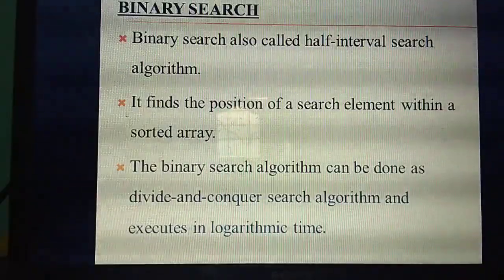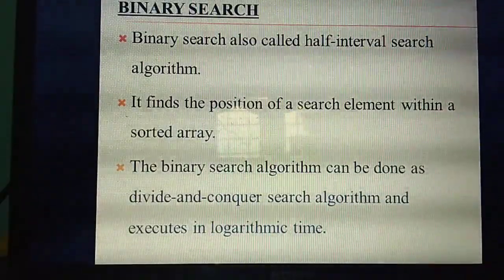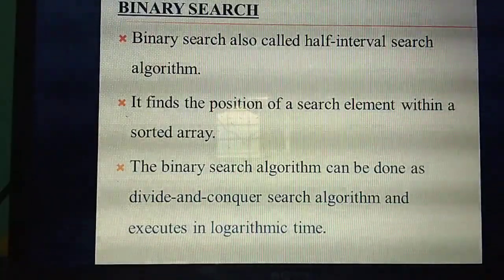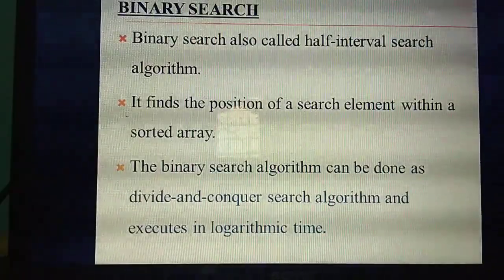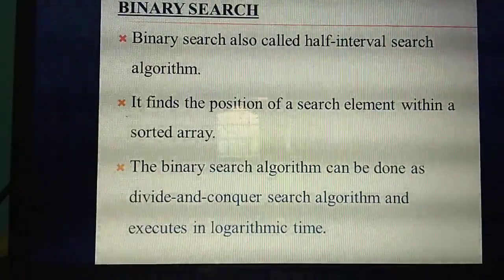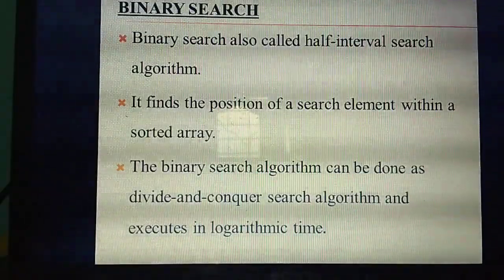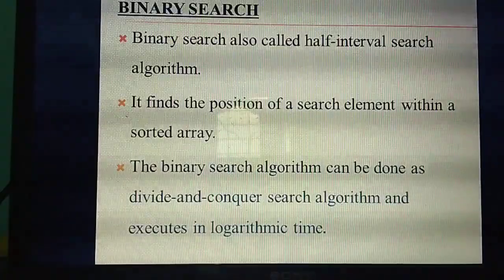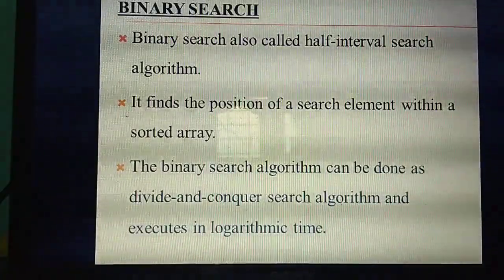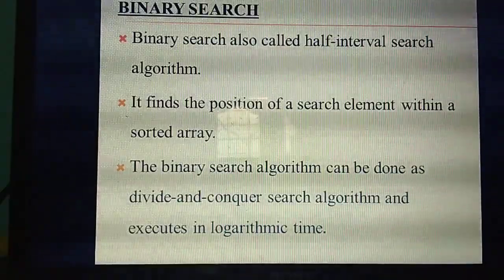Now we are going to study the binary search algorithm. Listen, what's the first point? Binary search is also called the half interval search algorithm. One more important question: what's the other name of linear search? Linear search is otherwise called the sequential search algorithm. Binary search is otherwise called the half interval search algorithm.